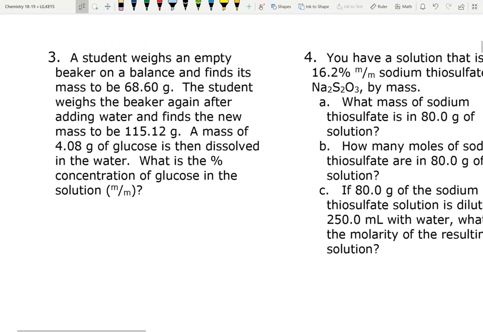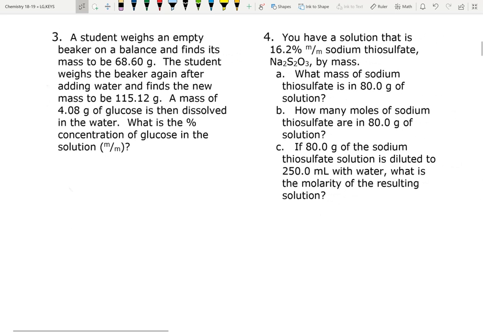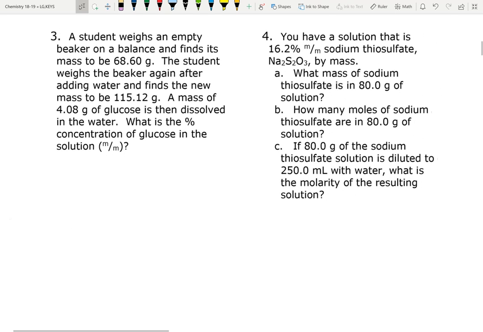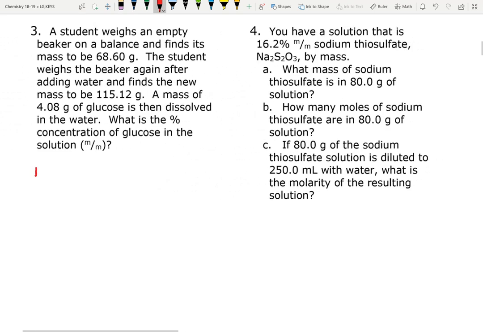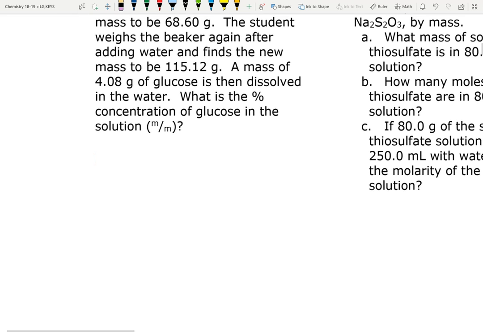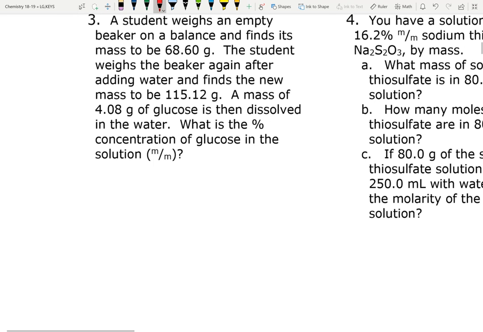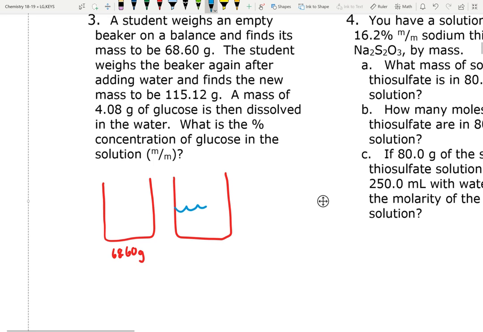A student weighs an empty beaker on a balance, finds its mass to be 68.60. So imagine this is a little bit more of a story then. So empty beaker, pardon me, pen's slipping a little bit. Empty beaker sits at 68.60 grams. So that's just the beaker. And to that, the student comes along and adds water. So we've got now the same beaker, now with some water in it. And the total mass of that is 115.12.